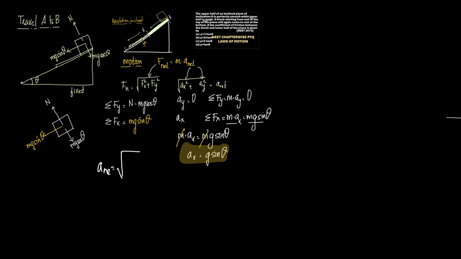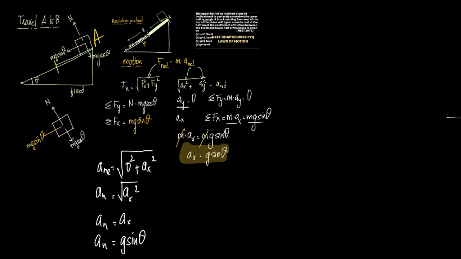It is equal to root of ay square. What is ay square? It is 0. So it is 0 square plus, what is ax square? Okay, let me write it as ax square. So a net is equal to root of ax square, or otherwise a net is equal to ax, and therefore we can say that a net is equal to g into sine theta. Okay, now let us try to understand the motion from a to b.